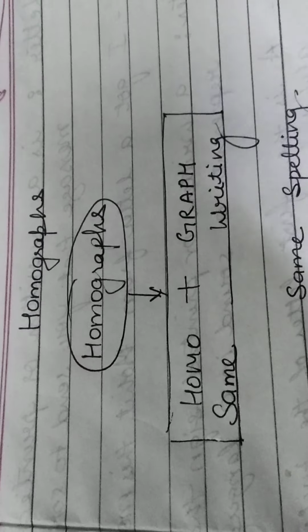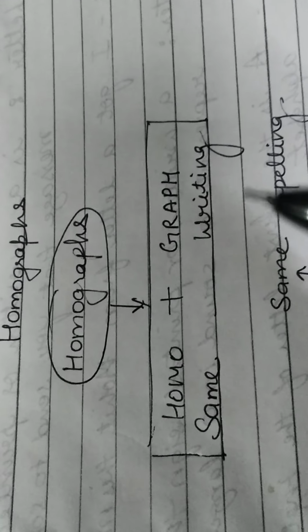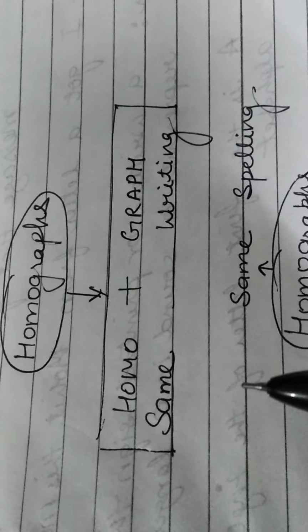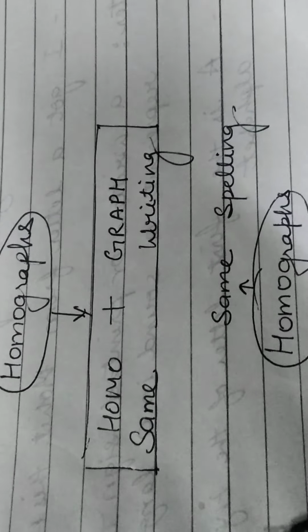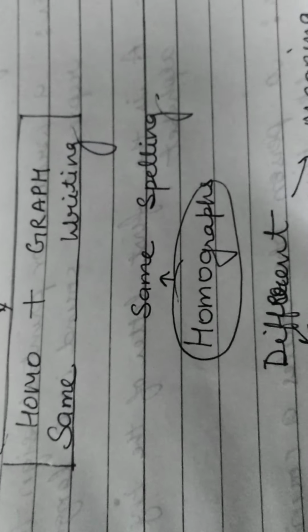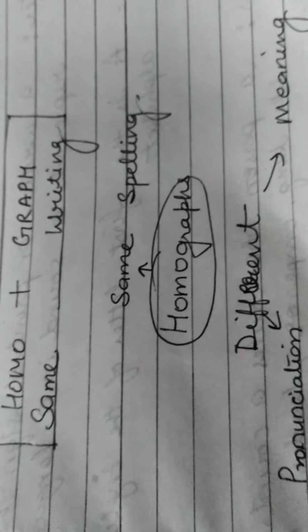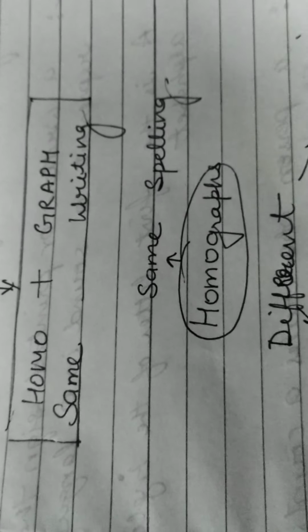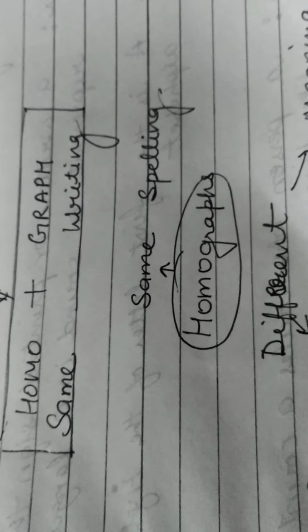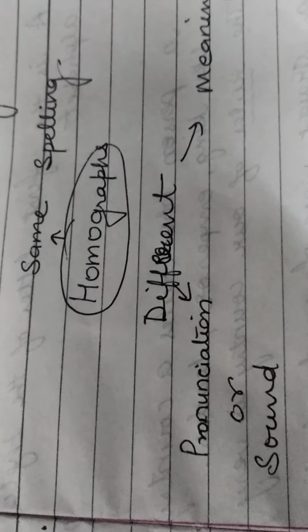Now switching on to homographs. What are homographs? Homograph is made of again two words, homo plus graph. Homo means same and graph means writing. So combining them it becomes words having the same writing or spelling. That means there are words in English that have the same spelling but may or may not have the same sound or pronunciation, but they have completely different meanings. These words are called homographs.